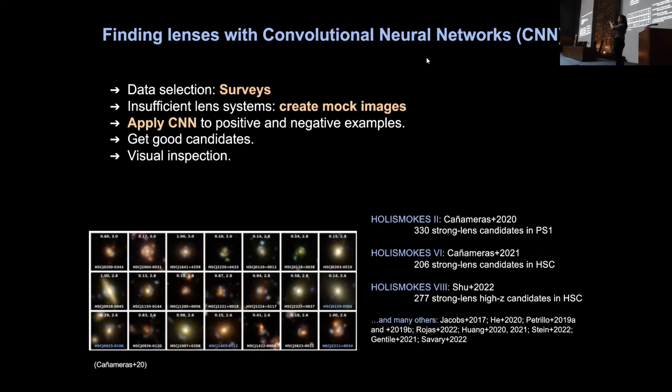So for now, to use a CNN, we need a survey first to search for these lens systems, but we also have the disadvantage that there are not enough lens systems. So we have to create mock lens systems to train the network and say, okay, this is a lens or this is not a lens. And I want to explain to you in a bit how we do that. And then we apply the CNN. One issue with relying on CNNs, machine learning and deep learning, at least for lens search, is that we still rely too much on visual inspection.